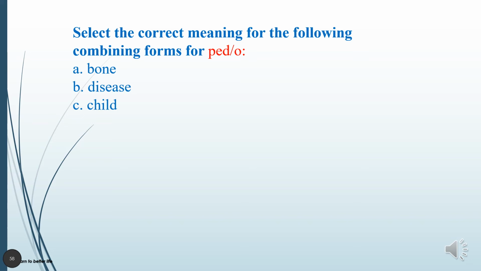Select the correct meaning for the following combining form: pedo. A. Bone. B. Disease. C. Child. The answer is C. Child.